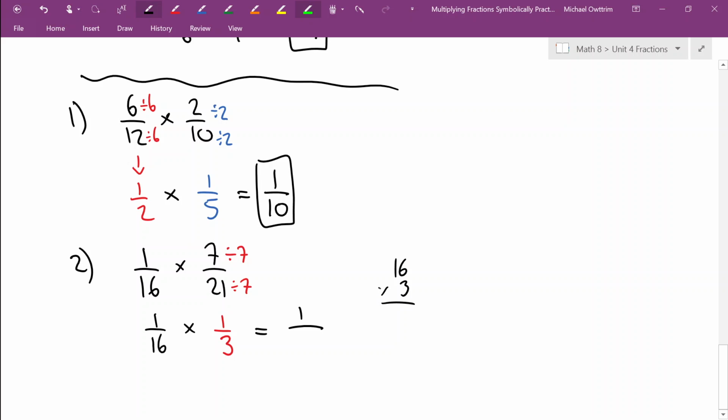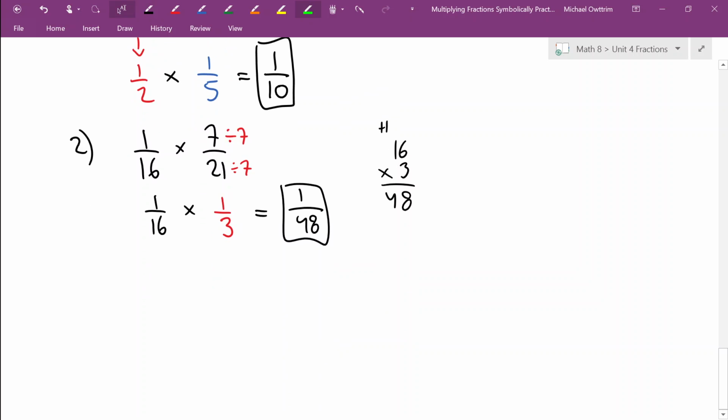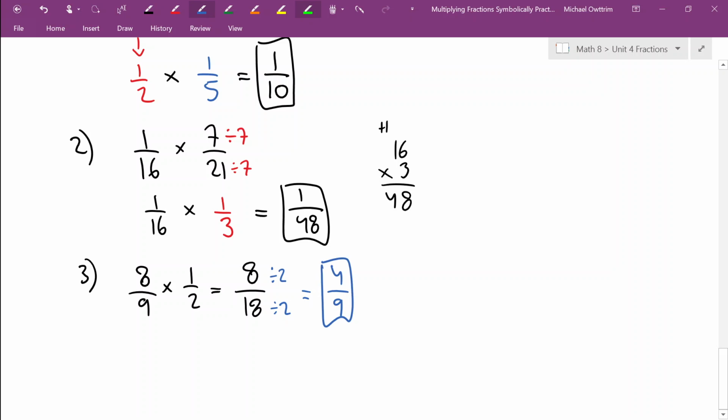Of course, if you need to long multiply, 3 times 6 is 18. 3 times 1 is 3, plus 1 is 4. 1 over 48 is our simplest form. Question 3, we got 8 over 9 times 1 over 2. 8 times 1 is 8, 9 times 2 is 18. Both of those are even, so we can divide them by 2, and that gives us 4/9 as our simplest form.